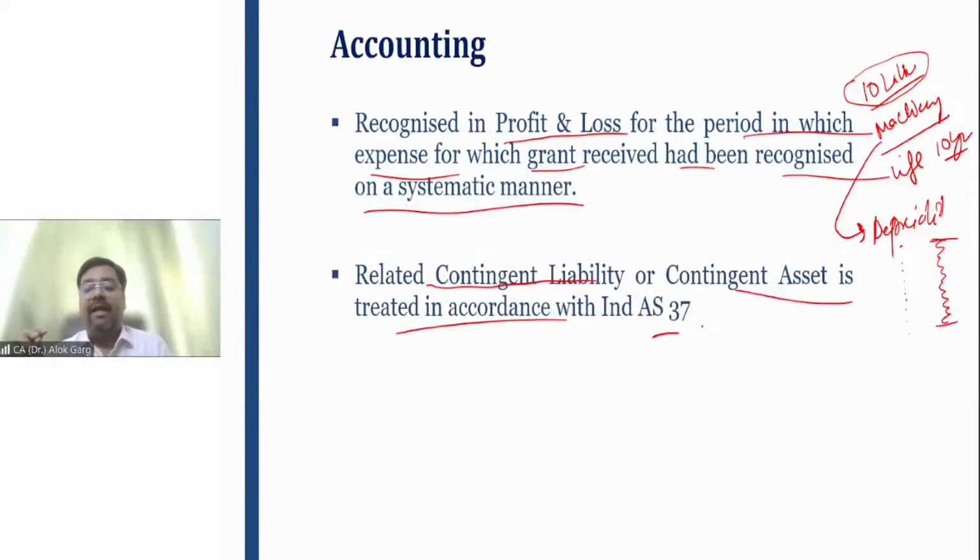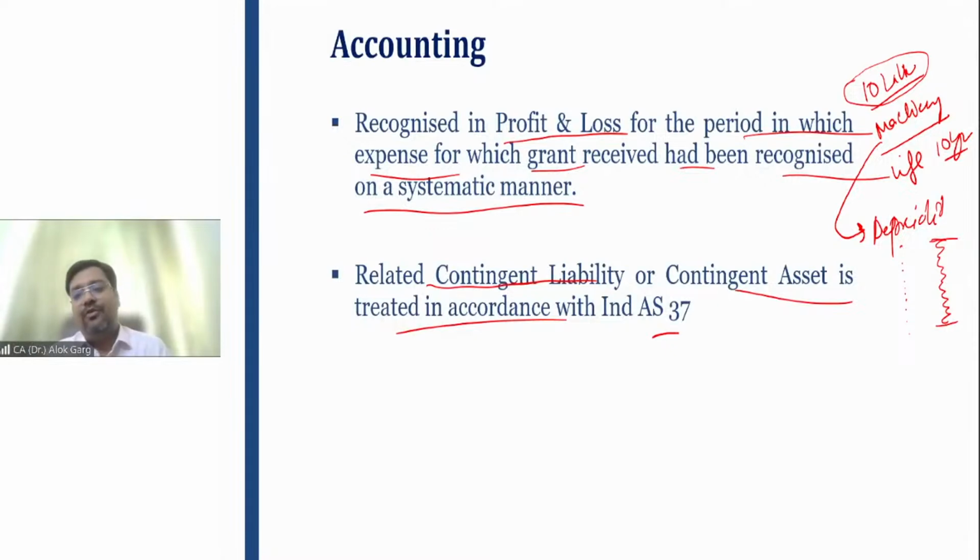It will not be a confirmed liability. It will be a contingent liability. Is that clear? It will be a contingent liability, right? Is it clear, friends? Is that right?